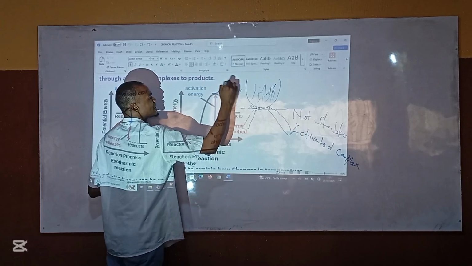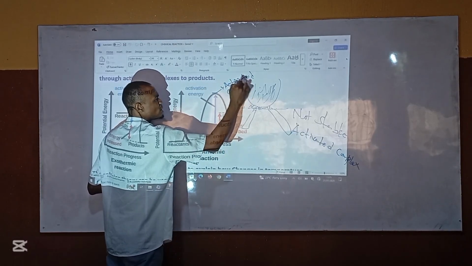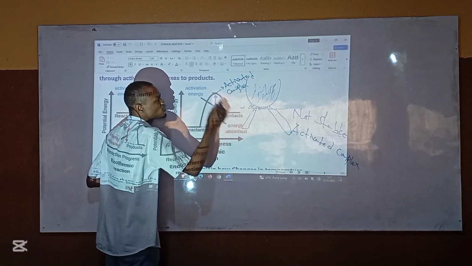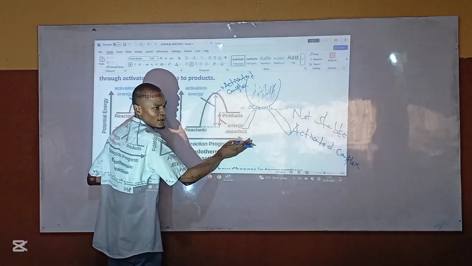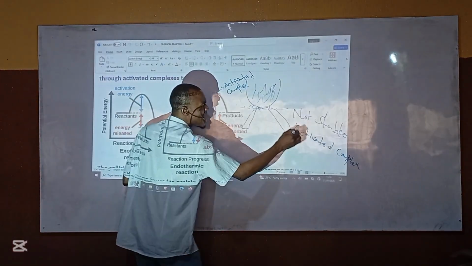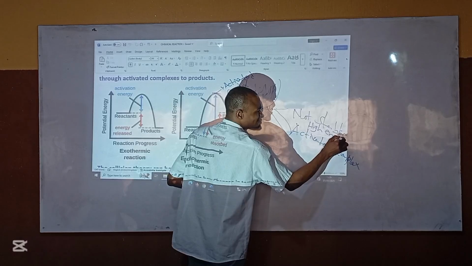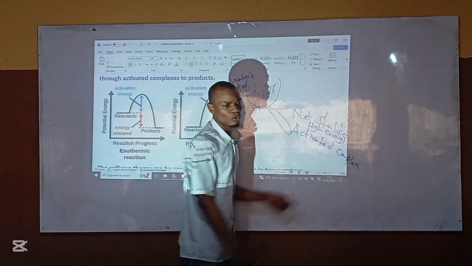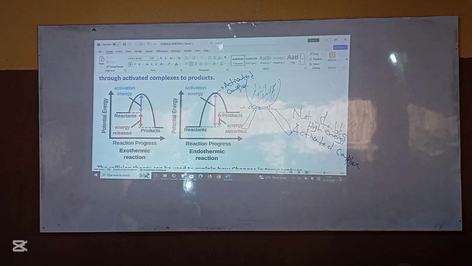You call it what? Activated complex. So they are not stable at this point, so they want to decompose. At this point they will start decomposing to form products, because they possess high energy content. So a point whereby a reactant possesses high energy content is called the activated complex, on the energy profile diagram.